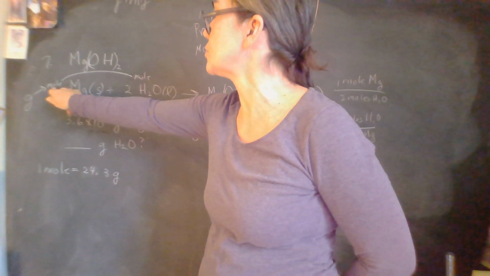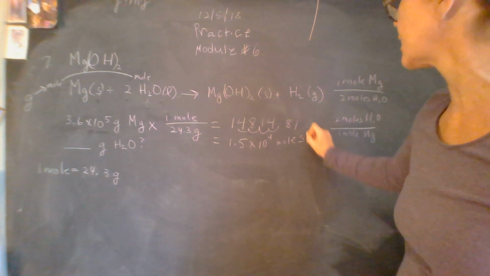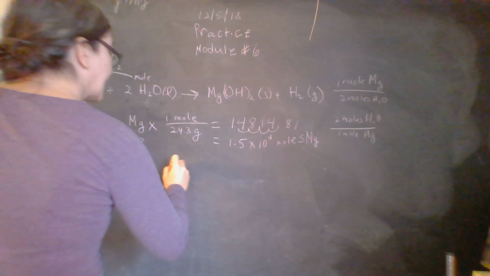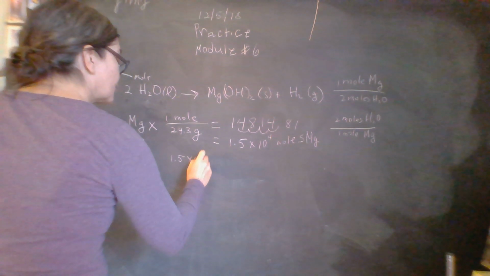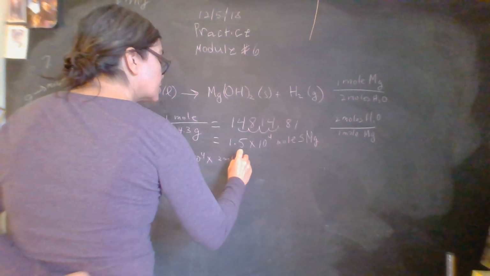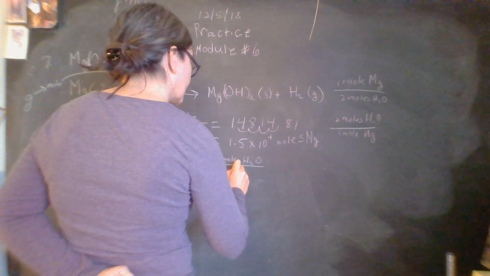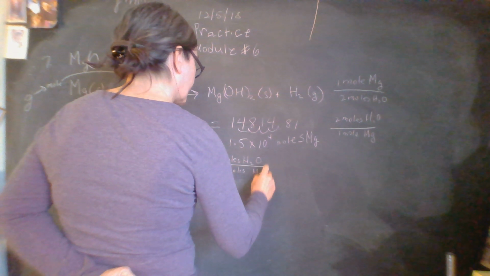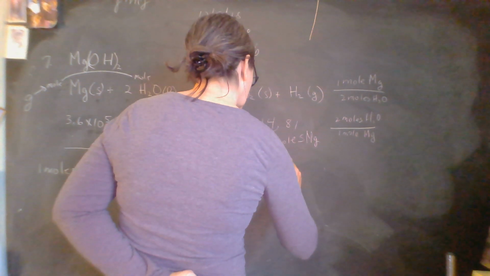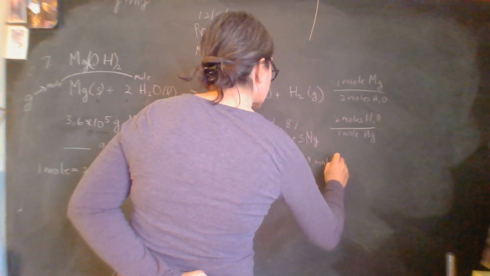Go back to our strategy. We were going from grams to moles. Now we're going moles to moles. This is moles of Mg, so I need moles of water: 2 moles H2O over 1 mole Mg. Multiply 1.5 times 10 to the 4th moles of Mg times 2 moles of H2O per 1 mole Mg. The units cancel, and I get 3.0 times 10 to the 4th moles of H2O.